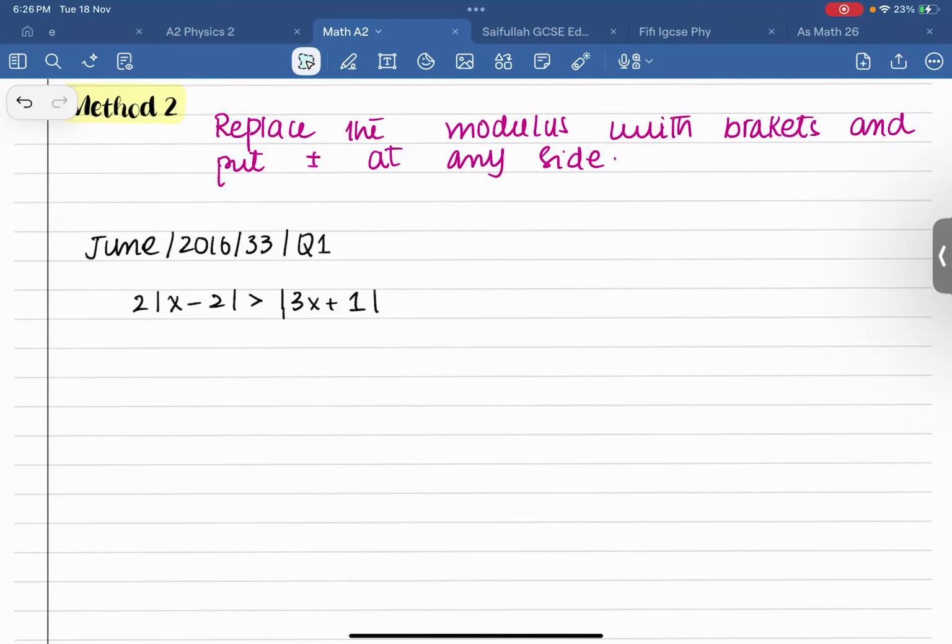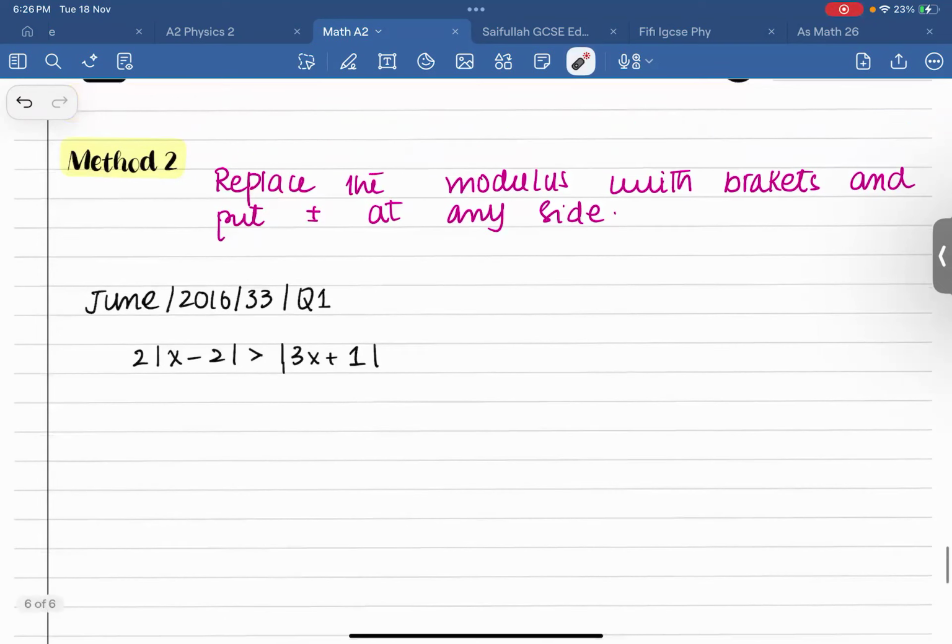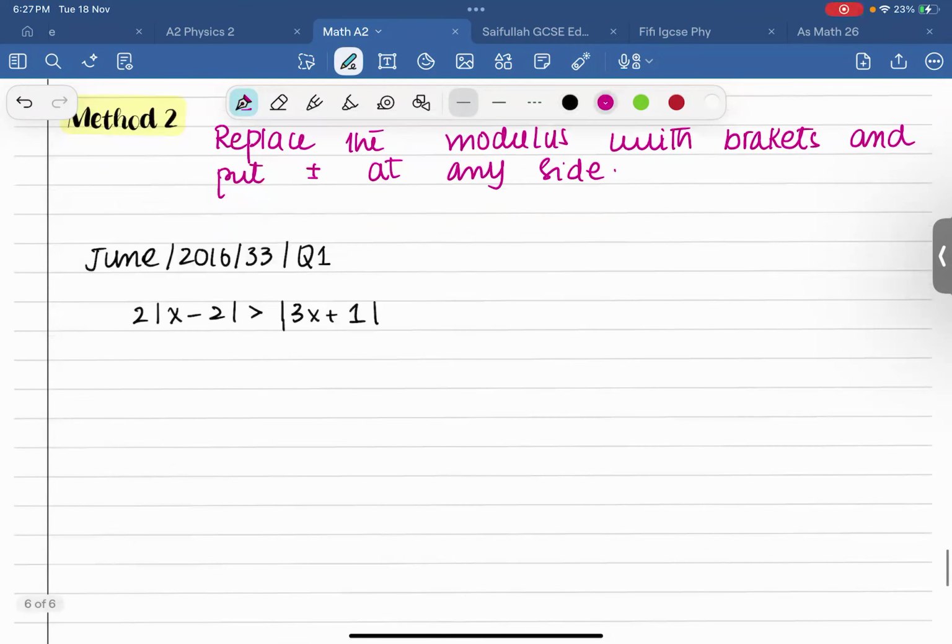So, if we apply this method in this question, what we have to do is we just need to replace the modulus with a bracket, greater than sign, and you can do plus and minus 3x plus 1. Is that clear, guys? This is the method. Now, after that, the inequality is really simple, right?